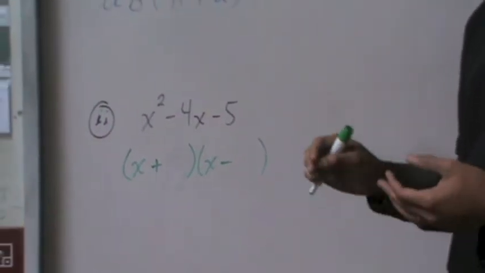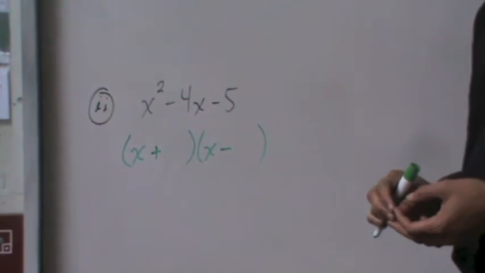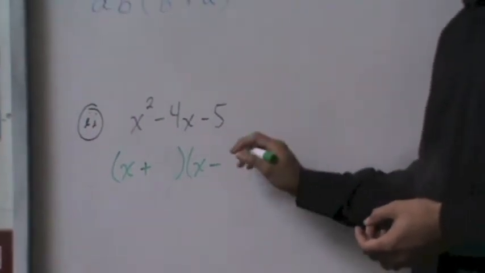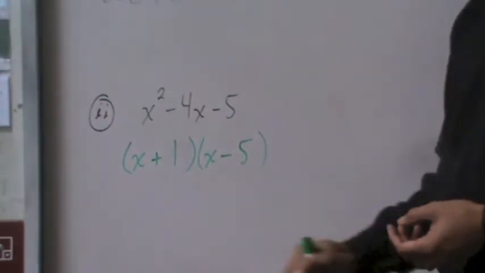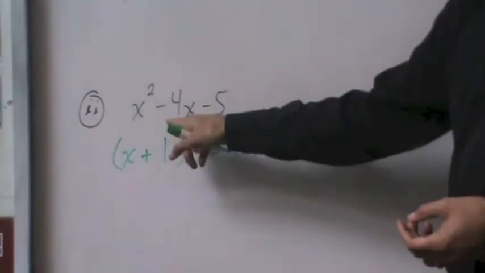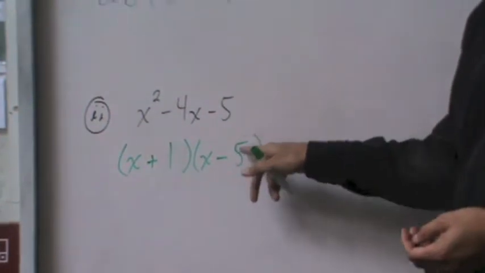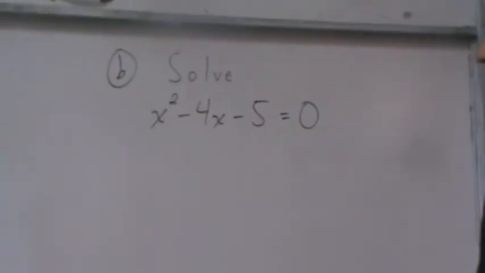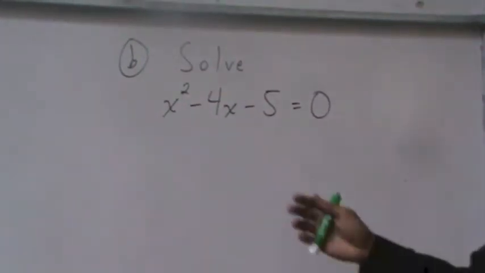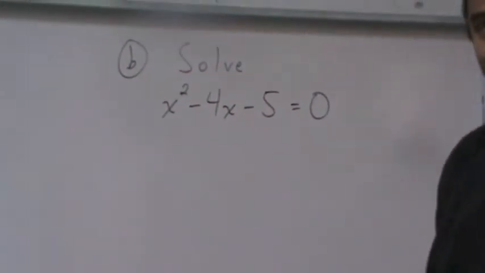Two numbers that add to -4 and multiply to -5, those are -5 and +1. 1 minus 5 is -4. 1 times -5 is -5. So that's our factorization. For question B, we can see question B is very much related to question A.